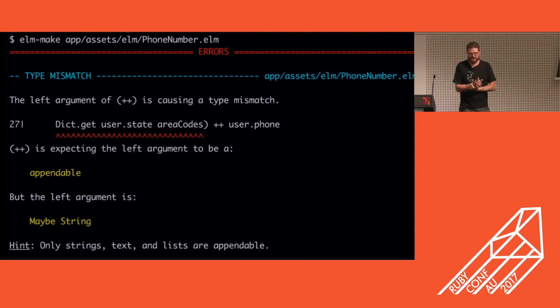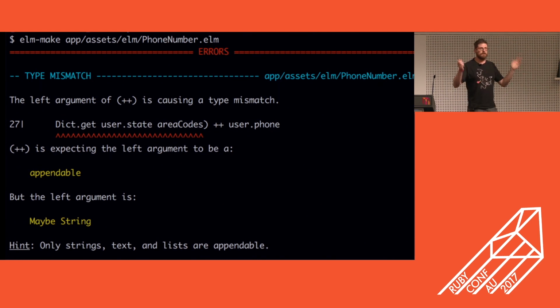So what's happening here is I call dict.get on my list of area codes, and it's saying that plus plus here is expecting an appendable, and appendable is either a string or some text or a list. But what I actually got is a maybe string. And so what does that mean?